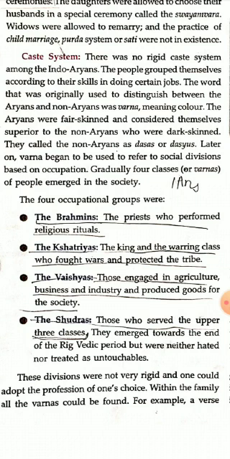The four occupational groups were, first, the Brahmins, the priests who performed religious rituals and ceremonies.